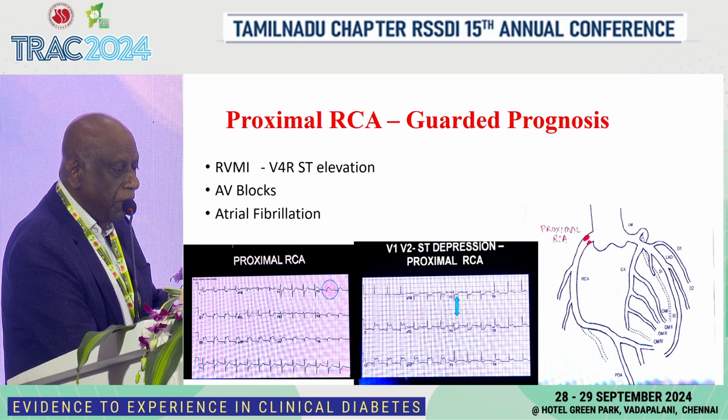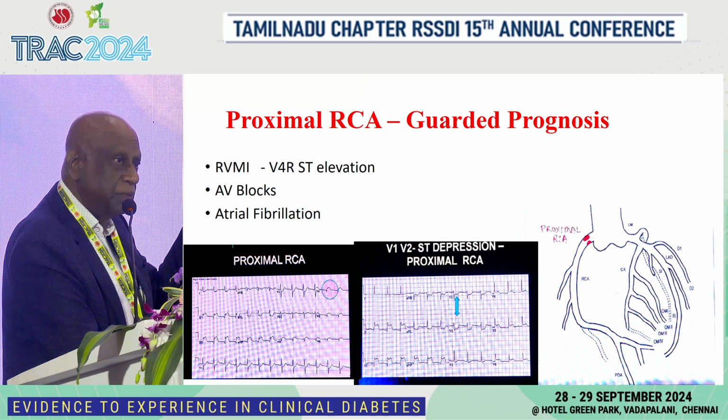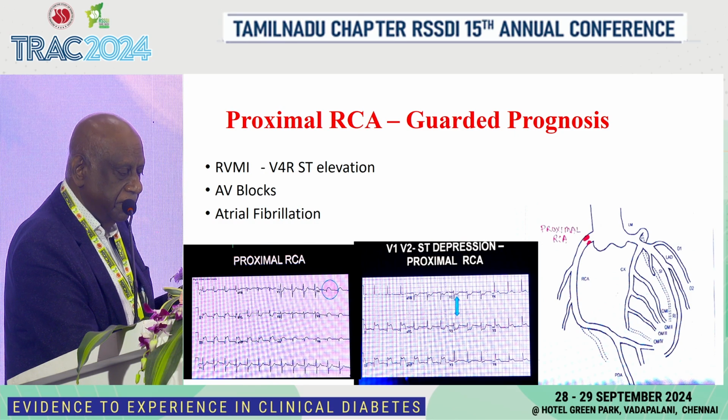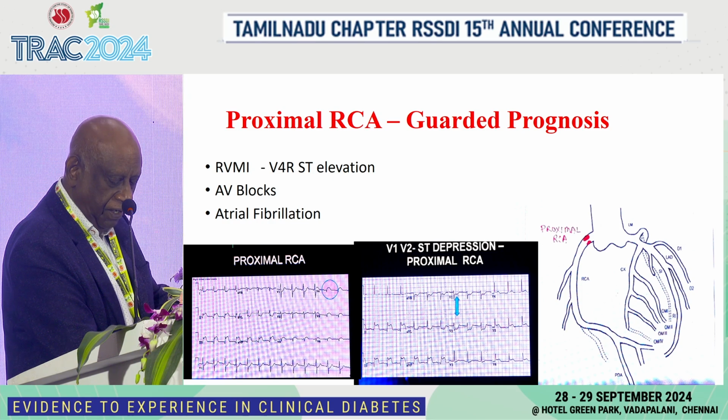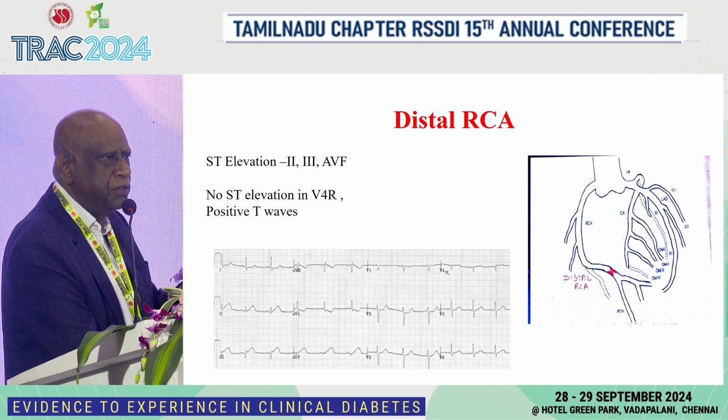And there can be a proximal RCA, like the proximal left coronary artery. Proximal RCA is also very dangerous. You will have to be very careful for AV blocks, and prognosis has to be guarded. When there is a distal right coronary artery disease, it is usually very mild. You have inferior wall changes.